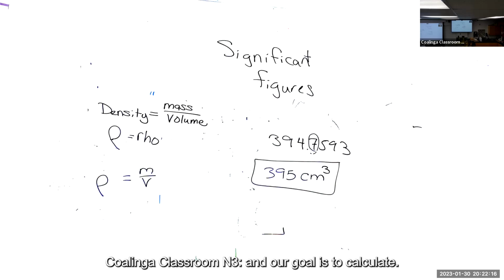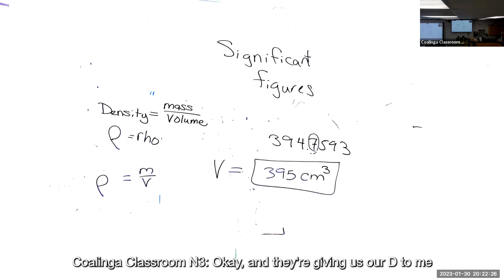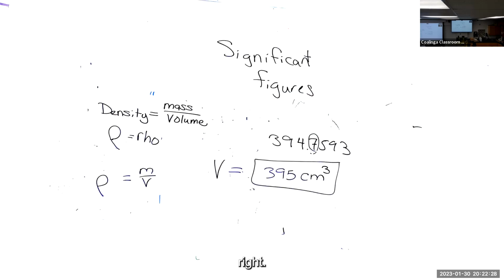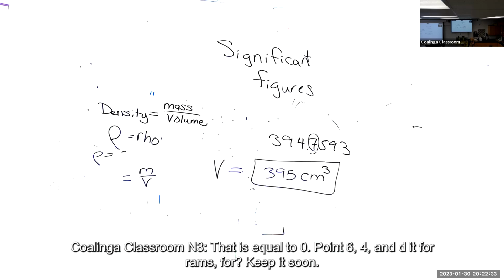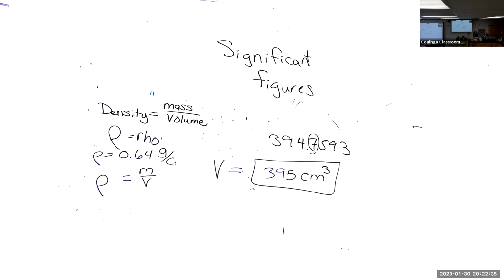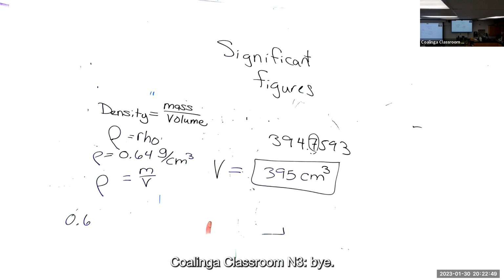And our goal was to calculate the mass. We calculated the volume, so we know the volume. And they're giving us our density. So we know that density, rho, is equal to 0.64, and the units are grams per cubic centimeter. So we have to make sure our units match up. If we plug this in, we have 0.64 grams per cubic centimeter.